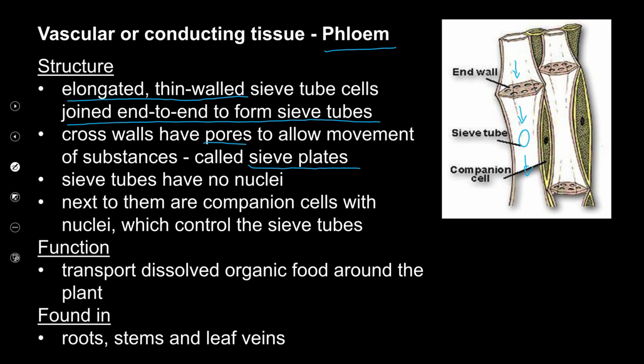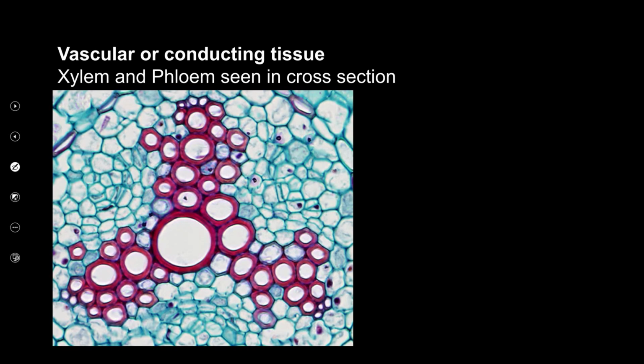So it's not practical for the phloem cells to have nuclei, so what they do is they've got little cells next to them. And those little cells are called companion cells. The sieve tube cells have no nuclei, and next to them they have companion cells with nuclei, and the companion cells basically control what is happening in the sieve tube. Their function is to transport food, and of course they would also be found in the same parts: the roots, the stems, and the leaf veins, because the food's got to go back down.